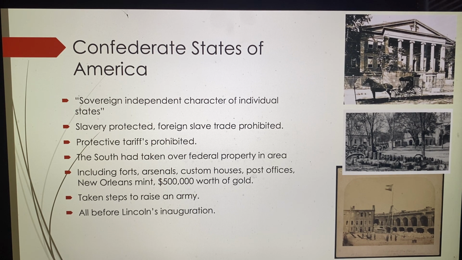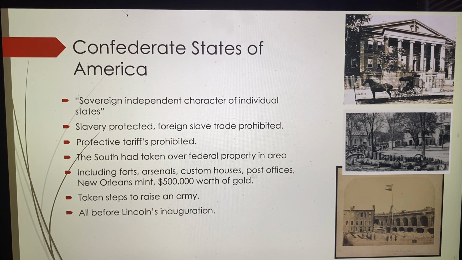And the South had already started taking over federal property in the area. Property that was owned by the United States in the South, that the South had already made an issue that they were going to take over, and had started taking over these areas that belonged to the federal government, right? And so they took over forts, they took over arsenals where ammunition and guns were kept. They took over the custom houses, the tax houses. They took over post offices, and they even took over the New Orleans Mint, where there was $500,000 worth of gold.